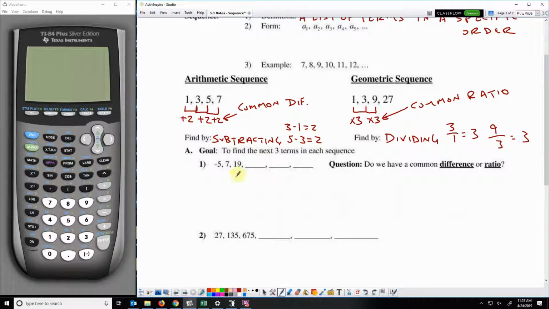Okay, so find the next 3 terms in this sequence. So we want to decide, do we have a common difference or do we have a common ratio? If it seems to change pretty evenly, it's probably a common difference. But if not, then maybe we have a common ratio, and if it's a common ratio, then it may appear to change drastically.